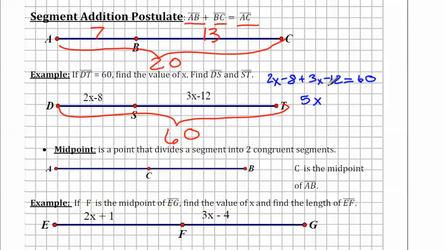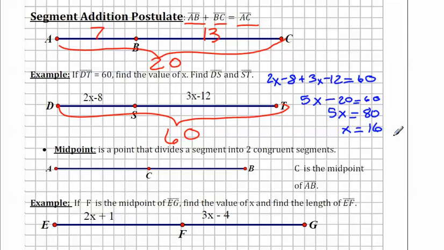And the negative 8 and the negative 12 makes negative 20. Those equal 60. I'm going to add 20 to both sides. It's going to leave me with 5x equals 80. I'm going to divide by 5 so that x equals 16. Alright, I've solved for x.